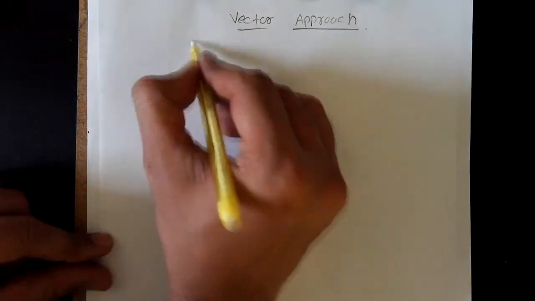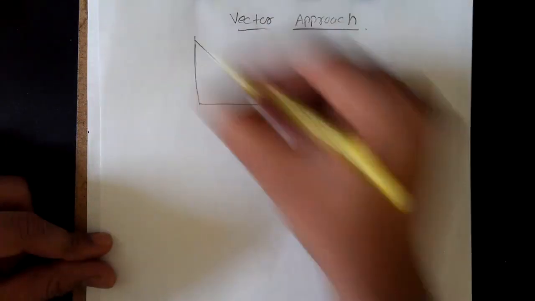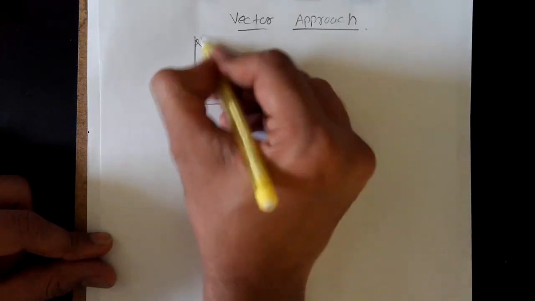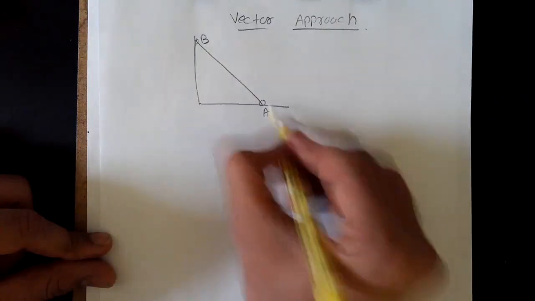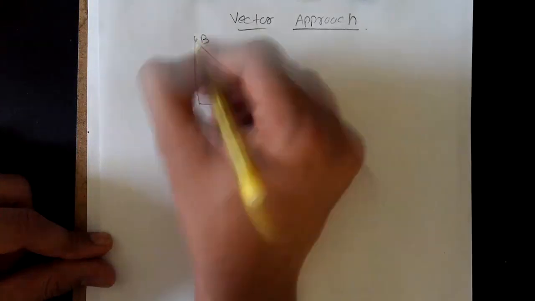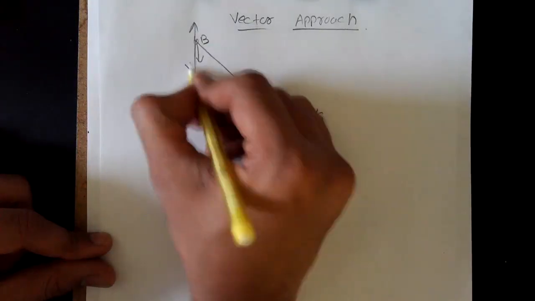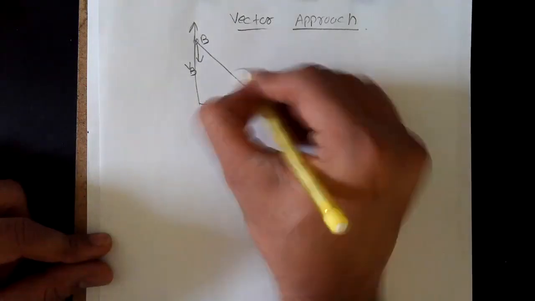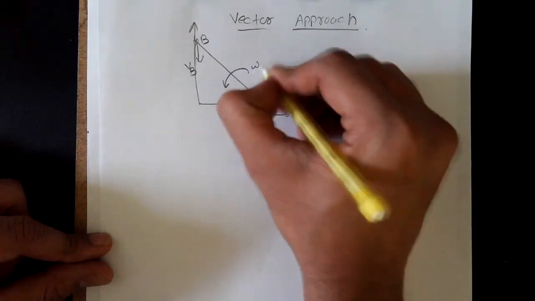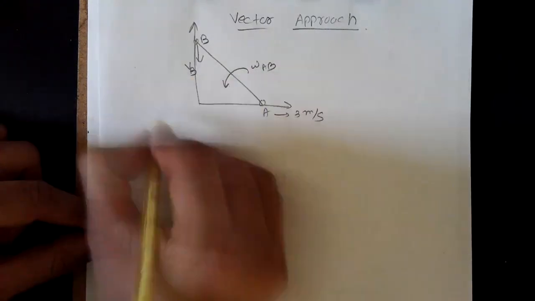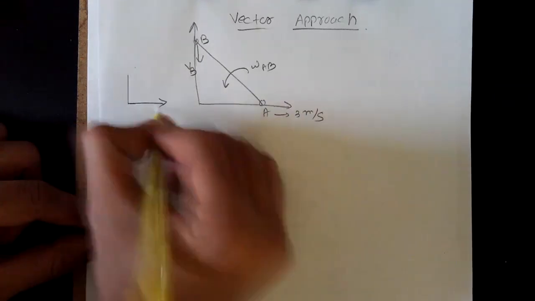So I'll quickly draw the problem. This is end A and this is end B. A has a velocity of 3 meters per second towards the right, and B has some downward velocity, but we don't know what that value is. And this link AB has counterclockwise rotation. So this is our kinematic diagram.